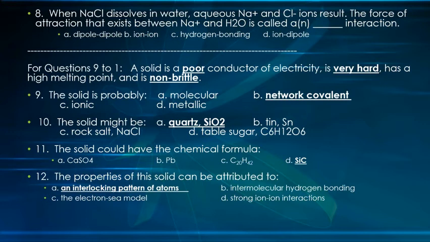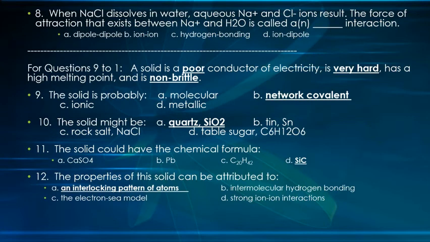In 9 to 12, we have to read this sentence that describes the properties of the solid and eliminate what might be described. So we're going to read through this description and then look at number 9. So we have a solid that's a poor conductor of electricity. It's very hard, it has a high melting point, and it's not brittle. So let's see what choices we can eliminate. I've obviously underlined the answer, but let's eliminate the others.